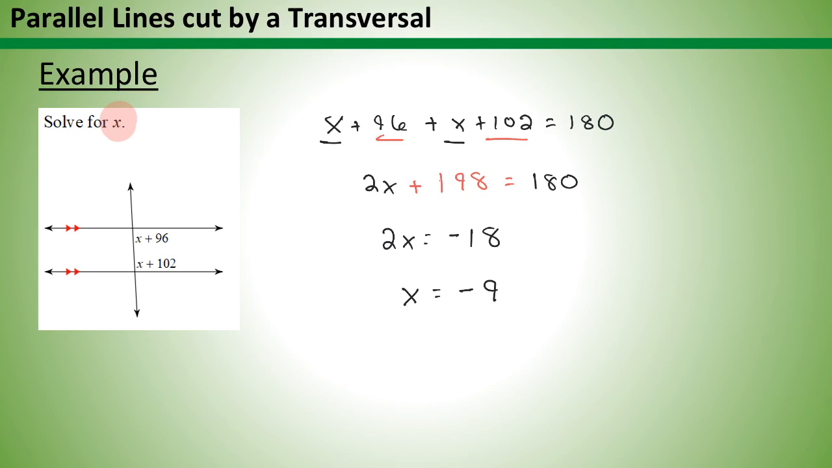Okay, it's okay for x to be negative, okay, but it's not okay for our actual angle to be negative. So if I was actually finding the angle and I plug these x's in, those angles would end up being positive because both of these numbers are bigger than 9, okay?